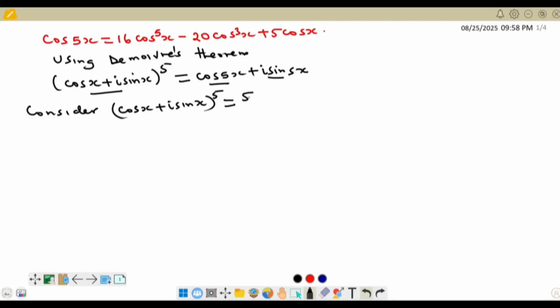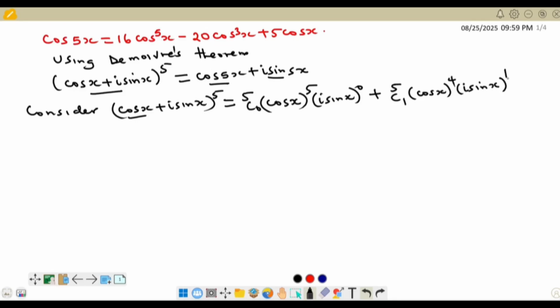So the first one will be 5 combination 0. Then the term will be cos of x, the whole of this to the power of 5. Remember, this will be starting from 5, and it keeps on reducing the powers as this one is gaining the powers. Meaning, the first term here for i sine of x is to power 0. Then the next term, the coefficient will be 5 combination 1. Then the next term will be cos of x, but it will be to power 4. Then i sine of x will be to the power of 1. Plus, next will be 5 combination 2. That is the coefficient.